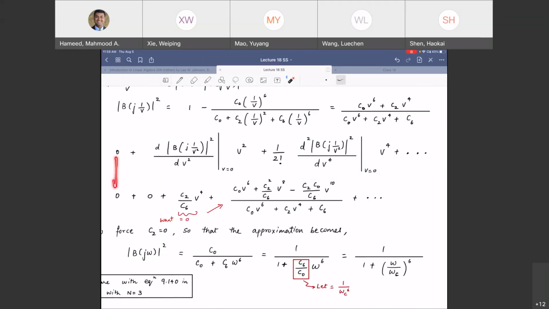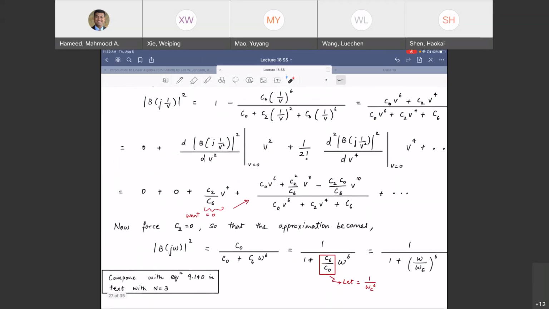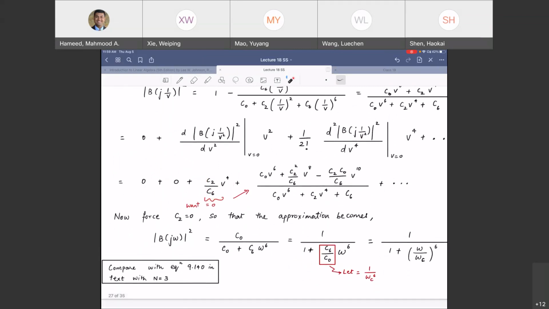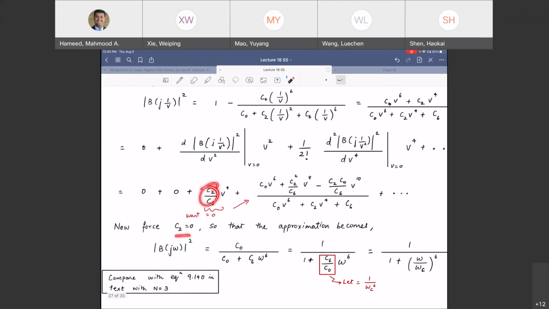Simplify, what do you get? This goes to 0. The first derivative evaluated goes to 0. The second derivative goes to this. The third derivative goes to that. All the math over there is not shown. So that it satisfies. Next, this is 0, this is 0. We want all of these to go to 0 as well. So if this has to be 0, we want C2 to be 0. So now C2 is 0, plug in over here.